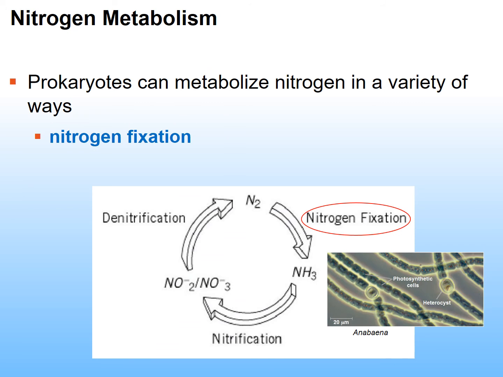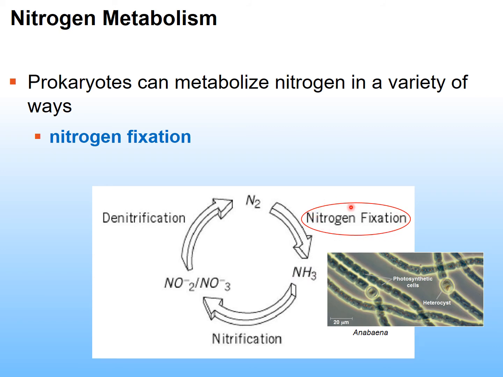In terms of nitrogen, some organisms can convert nitrogen gas into something usable. You can't really use nitrogen gas directly. It must be converted to ammonia. So if you look at this cycle right here, we've got nitrogen gas. Some organisms can convert nitrogen gas to ammonia. This is called nitrogen fixation.